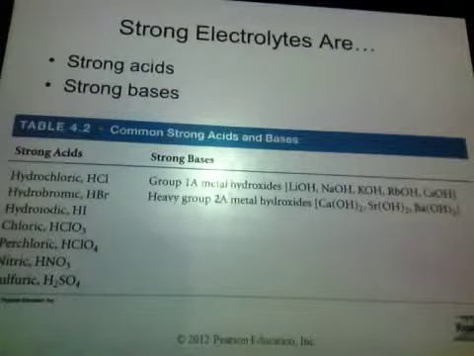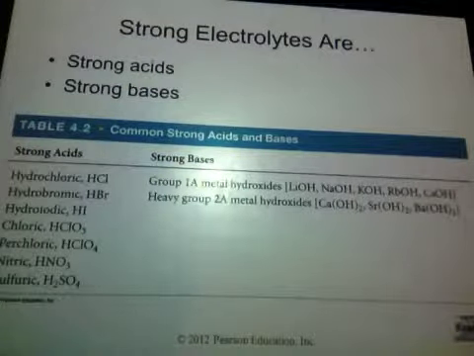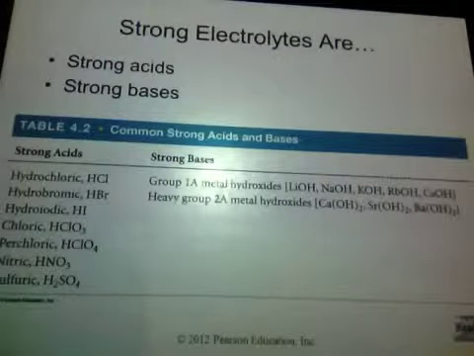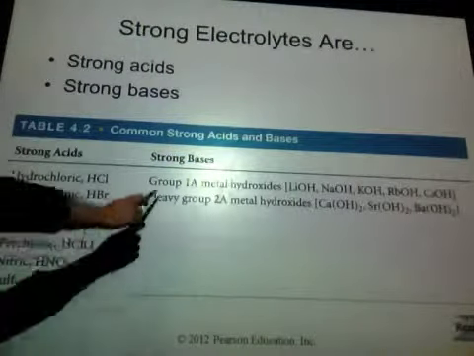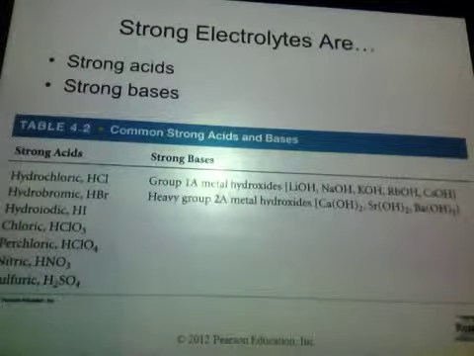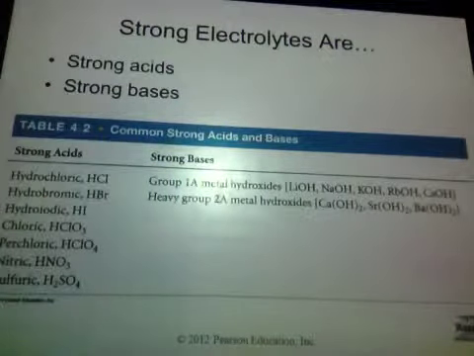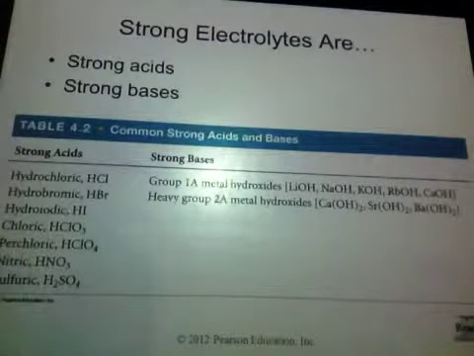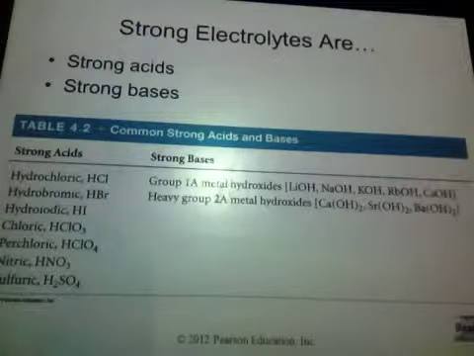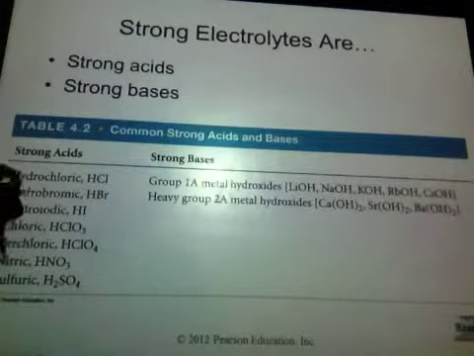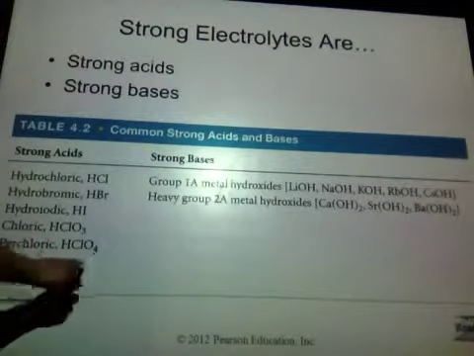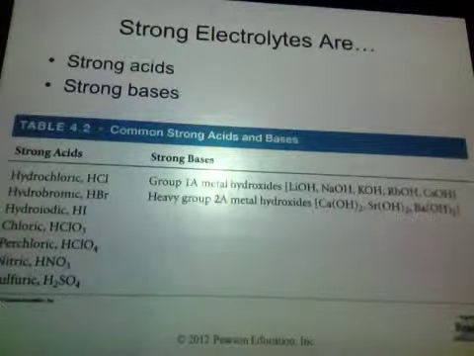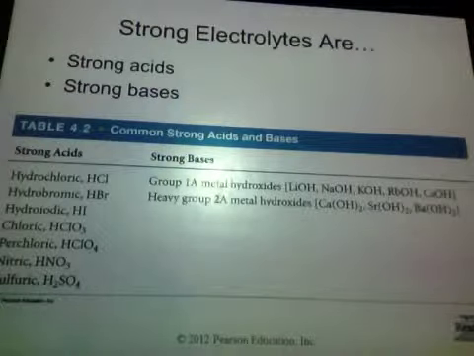Okay, so strong acids and strong bases. We had a list of these last year, so let's go back over that list this year. We will see here that we have our list of strong acids, and then we also have our strong bases. So strong acids, we have hydrochloric acid, HCl, hydrobromic acid, HBr, hydroiodic acid, HI, chloric acid, which is HClO3, that's a new one, so this is a new addition to our list. Perchloric acid is HClO4, nitric acid, HNO3, and sulfuric acid, H2SO4.